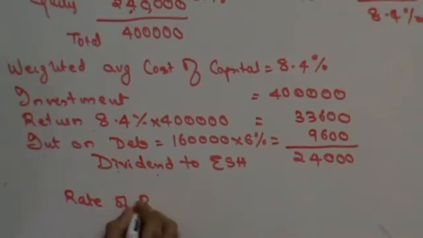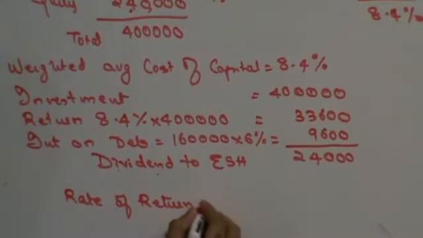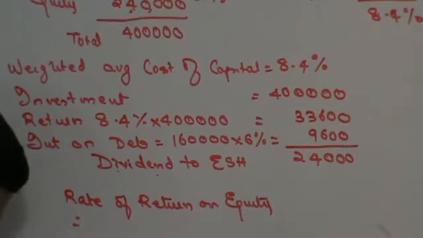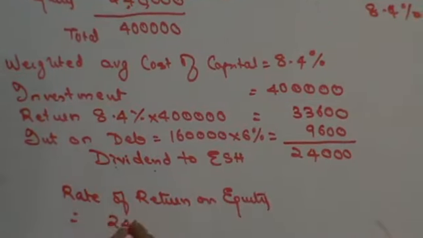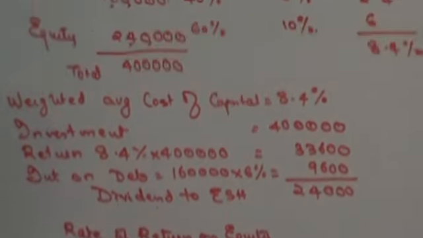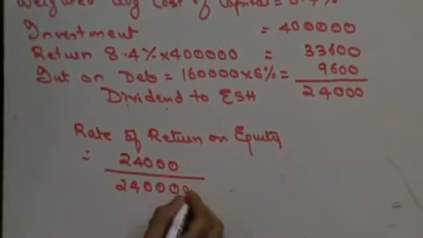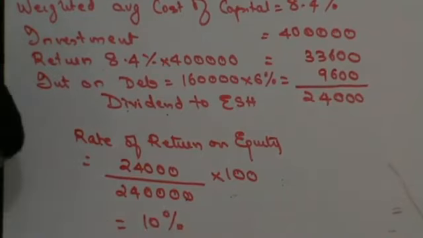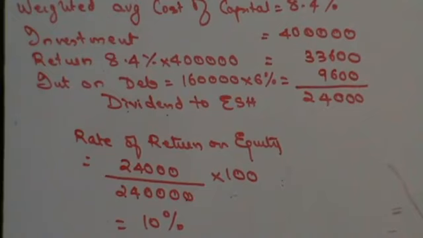So in that case, what will be my rate of return on equity? How much is the equity shareholder earning? He is earning 24,000 on how much has he invested? 2,40,000 into 100. He is earning 10%. The returns on equity is 10%. That means if the company pays a returns of 33,600, the equity shareholder will end up earning 10% of returns.